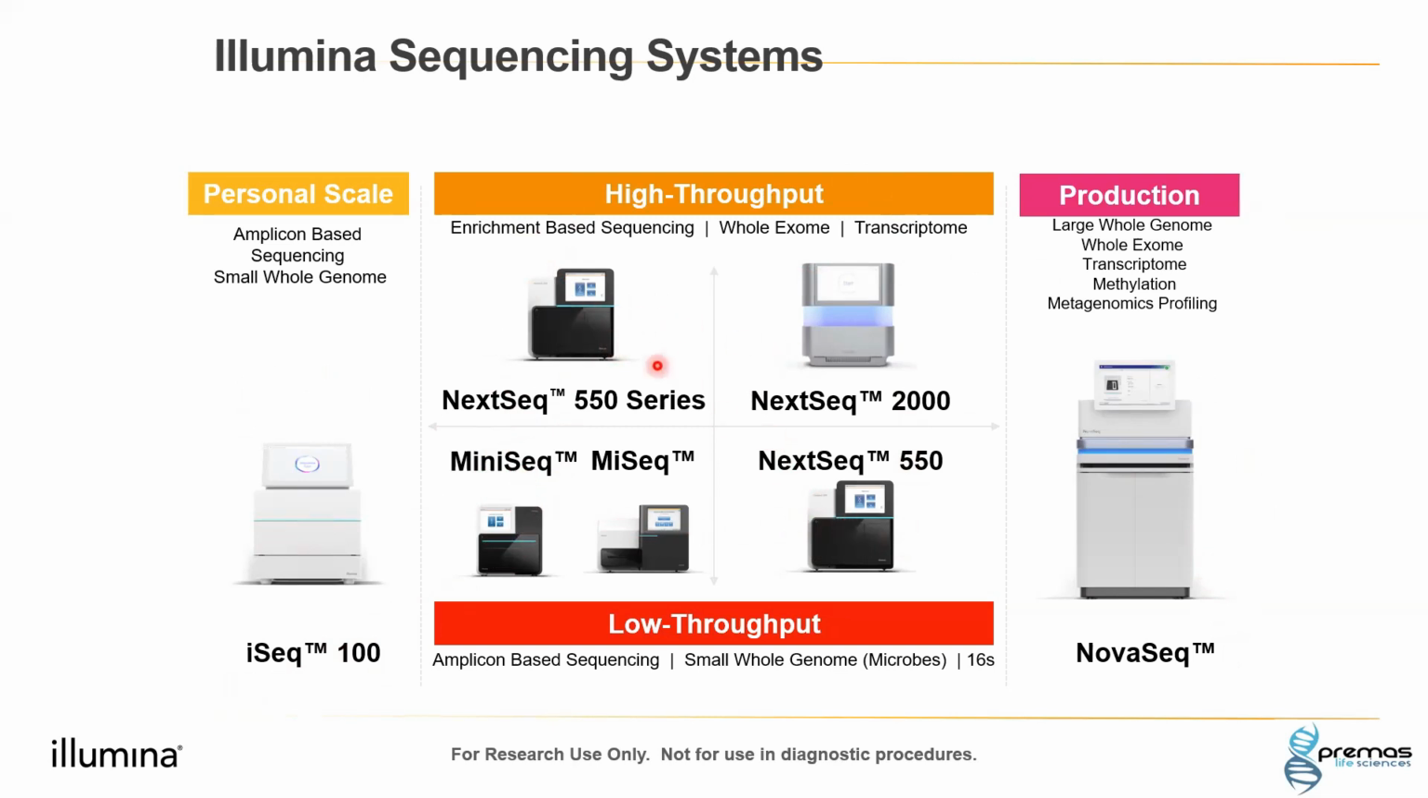The NextSeq 550 has flexible power, so it comes in low throughput as well as high throughput. Then we have NextSeq 2000, the most recent machine. It's highly advanced with no fluidics inside. This is our entire range. Let's move on to individual sequencers and see what each has to offer.